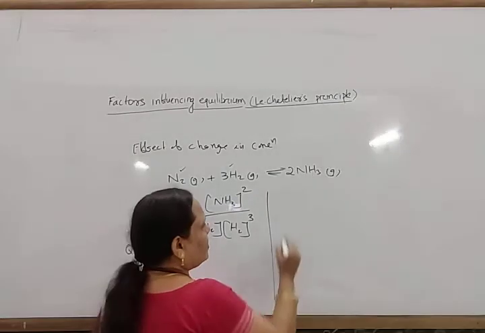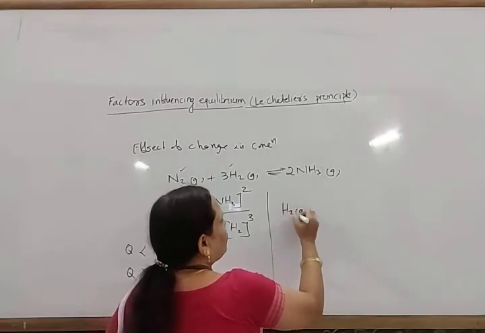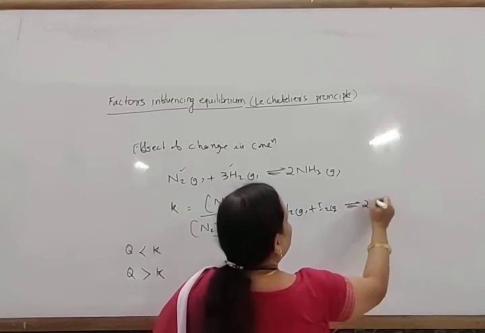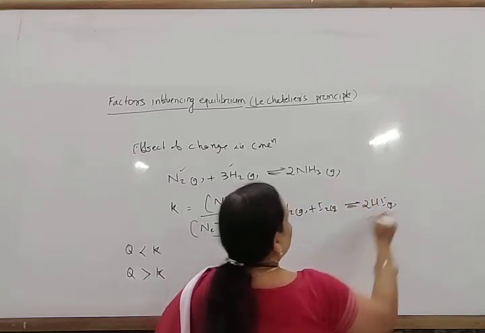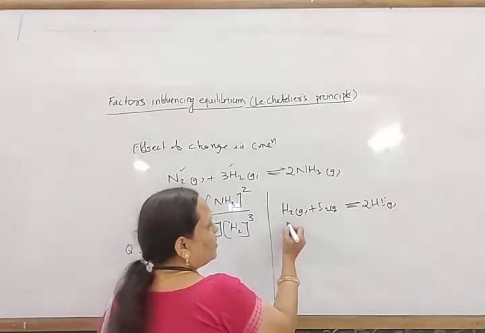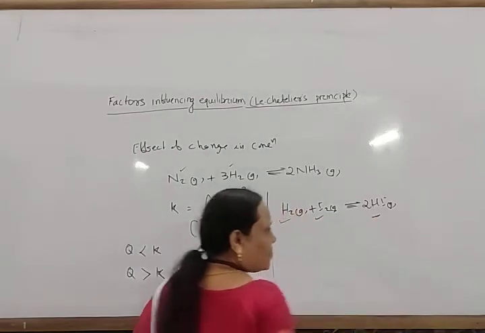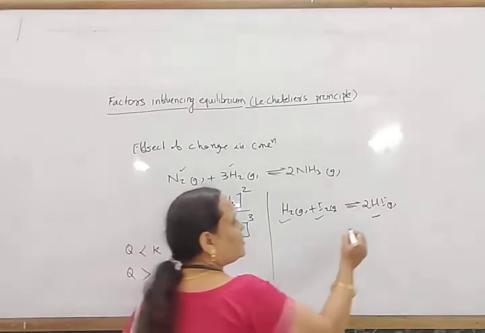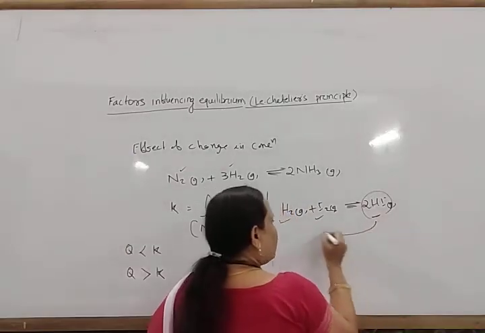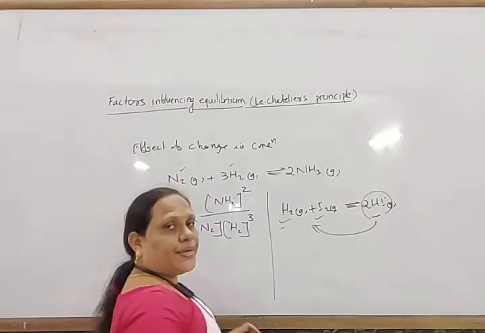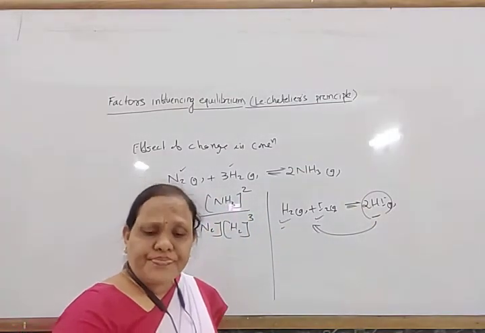Similarly, let us take another example. Suppose H2 gas plus I2 gas give rise to 2HI gas. Here also, if we increase the concentration of hydrogen and iodine, more amount of HI will be produced. Similarly, if we increase the concentration of HI, then dissociation of HI takes place and more amount of H2 and I2 will be formed.